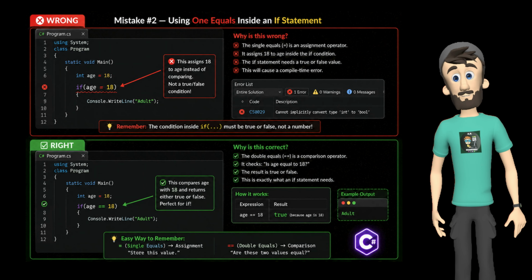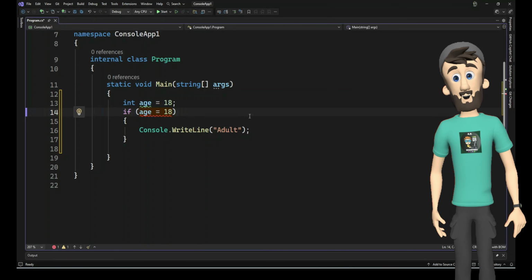The correct code is this. Now we're asking a question. Is age equal to 18? The answer is either true or false. And that's exactly what an if statement needs. So remember. Equals stores a value. Double equals compares values. It's one tiny character. But it changes the entire meaning of your code.